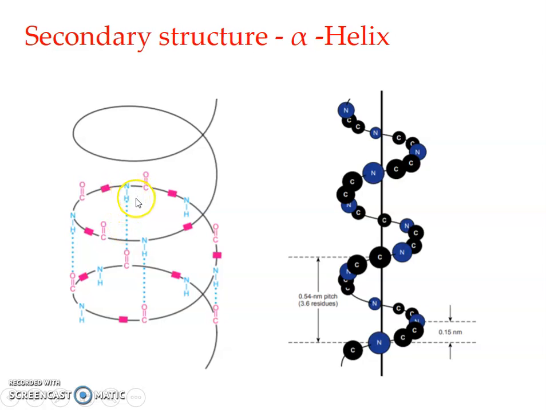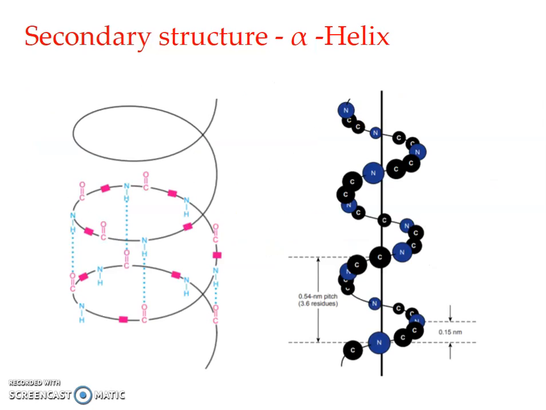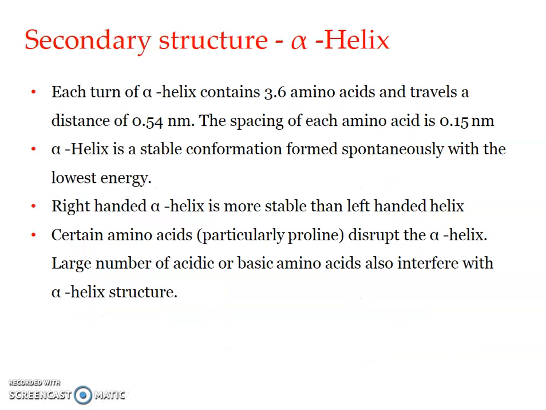Hydrogen of one amino group or one peptide bond and oxygen of another peptide bond. Okay, so this is how the hydrogen bond is formed. A single hydrogen bond may be very weak, but when it comes to aggregation, you can see there are more than one. Such extensive hydrogen bonding between the molecules can actually increase the stability of the molecule. Okay, so this is about the alpha helix.